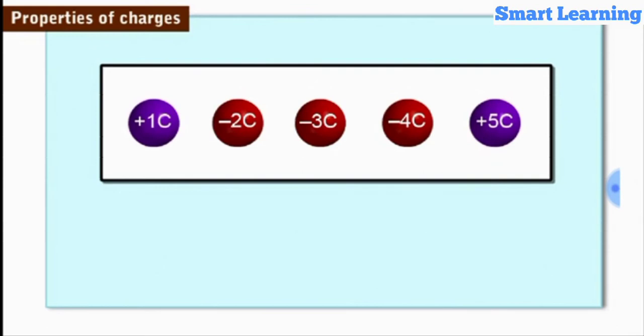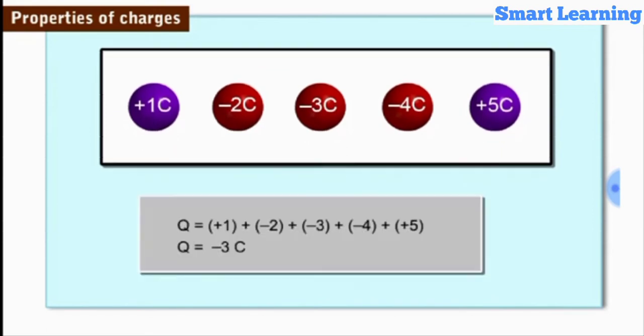We can determine whether a body is charged positively or negatively by finding the algebraic sum of all charges on the body. For example, if a body is given 5 charges all in Coulomb, say plus 1, minus 2, minus 3, minus 4, plus 5, the sum is equal to minus 3 C, which means it is a negatively charged body.